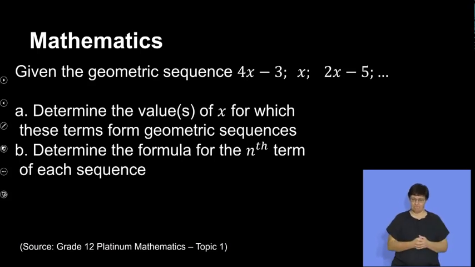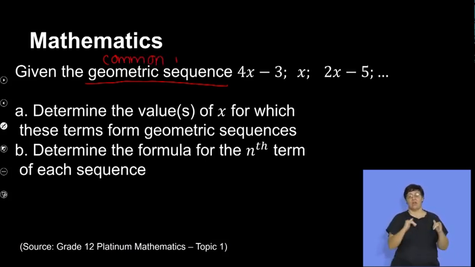So, guys, we have been given the geometric sequence 4x minus 3, x, 2x minus 5. Something I want to highlight right at the beginning is that I've been told it is a geometric sequence. So I know that there has to be a common ratio involved, because that is the main property of a geometric sequence.